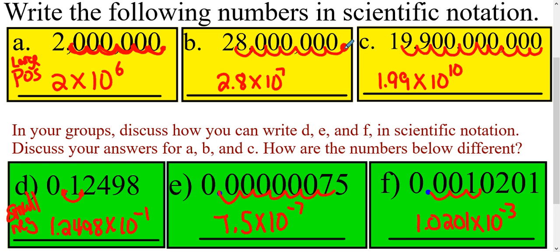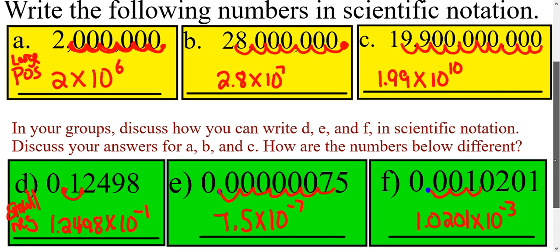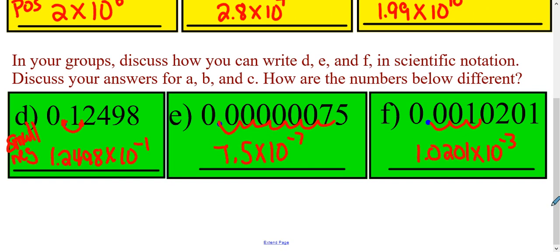And then also the same thing with F. I moved it 3 places to the right, and it becomes 1.0201. You can't round it. This is scientific notation, so that's it.